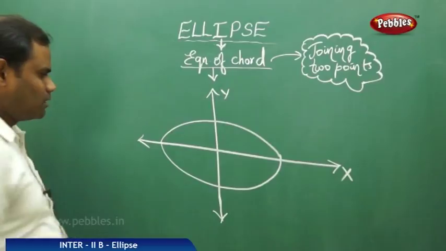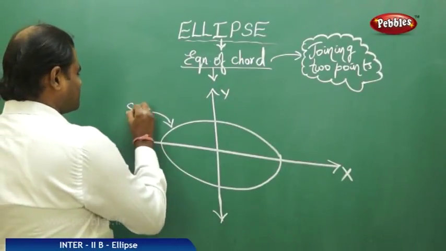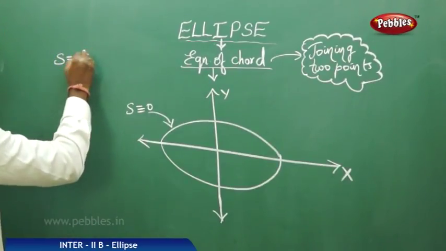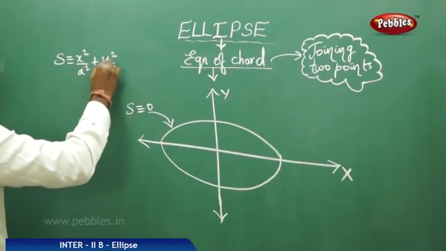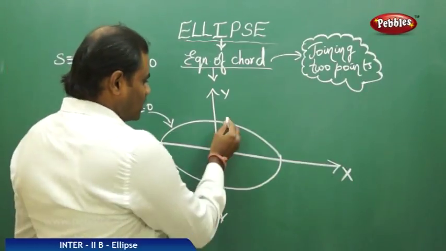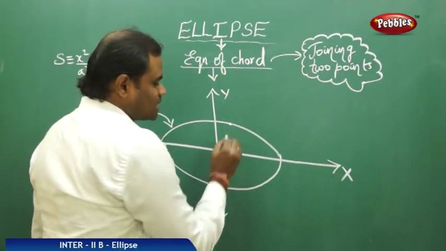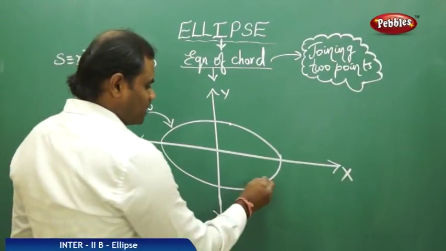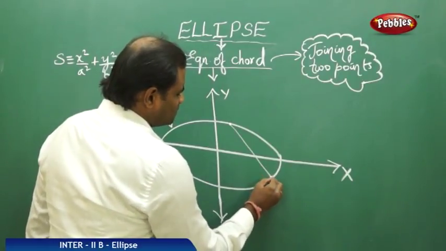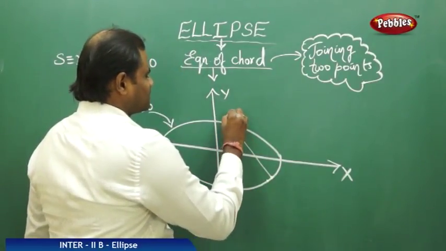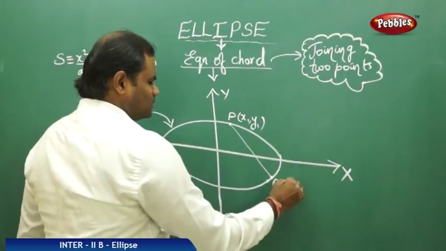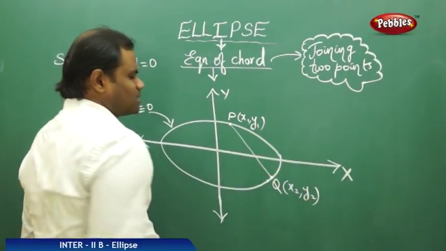Now for this ellipse in standard form, assumed as S equal to 0, with S being x squared by a squared plus y squared by b squared minus 1 equal to 0, then we know that a chord is a line segment joining two points of the ellipse. Therefore, let me take the chord which joins these two points P and Q, with P equals (x1, y1) and Q equals (x2, y2).